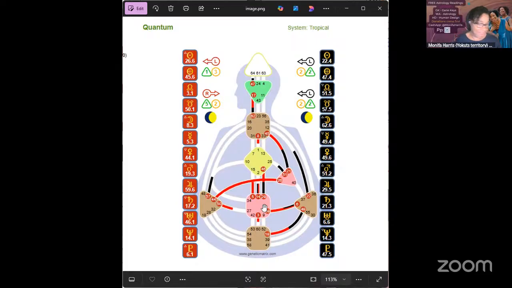So we have that. And then we have the splenic center, we have the emotion center, and we have the root center down here. And that is our human design chart. Again, if you have any questions, or if you feel like something specific may help you understand, that is something we can get into.